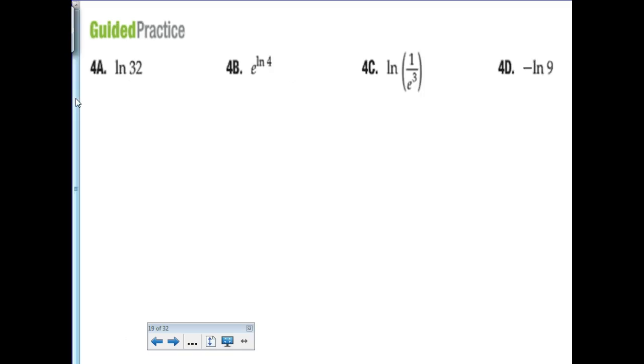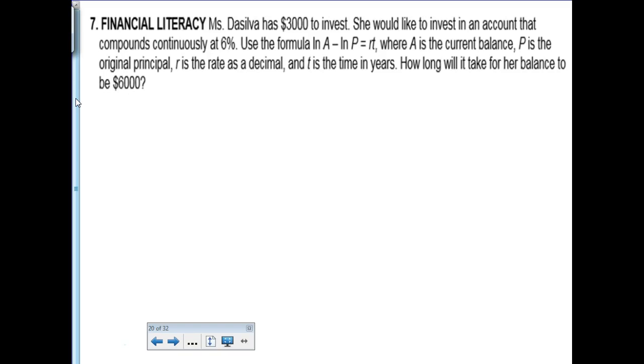Got it? All right, take a look at this question. This is on your notes. Financial literacy. So there's a formula hidden in here. There's the whole formula. And it's a derivation of a formula that you guys have, but they've already taken the liberty of rearranging it and using log properties to expand it so it's in a user-friendly notation for this problem. So Ms. De Silva has $3,000 to invest, and she would like to invest into an account that pays continuously at 6%, and then use that formula where A is the current balance, P is the original principal, R is the rate as a decimal, and T is the time in years.